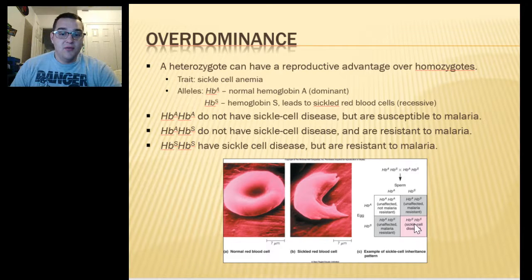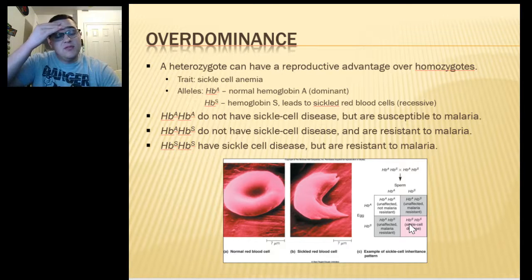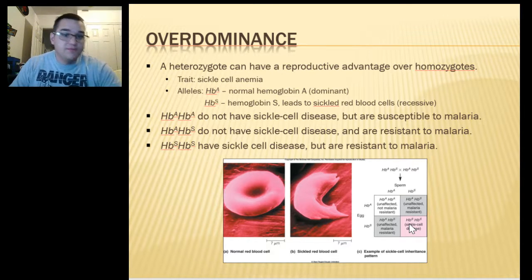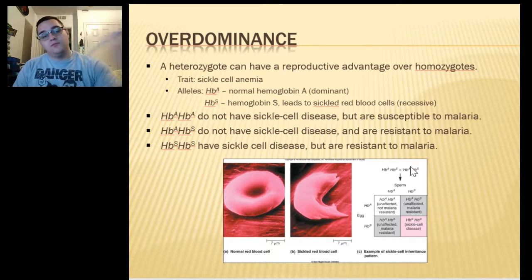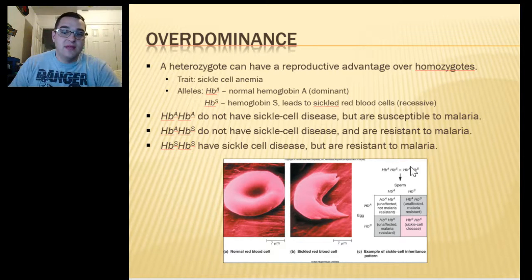Then the homozygous recessive is the one at the bottom, and that's where you end up with sickle cell anemia. This trait of overdominance occurred over a period of time, just from natural selection. People with malaria died, and people that didn't went on to reproduce. So it's talking about how the heterozygous overdominated because of natural selection.